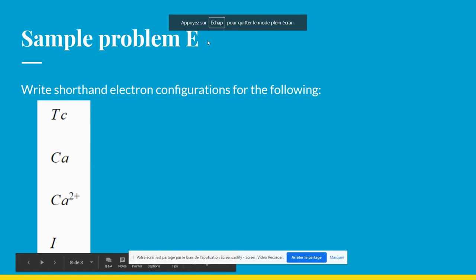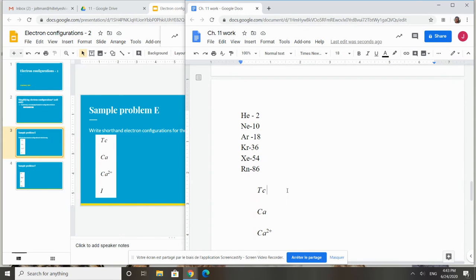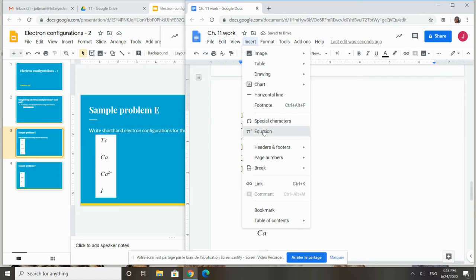All right. So I'm going to walk through sample problem E the first way I like to do these, and then sample problem F the other way that I like to do these. So the first thing that you're going to do is you're going to find this on the periodic table, and you see that it is number 43. When I look at Tc on the periodic table, I just go up a row and I see that the noble gas that is before it is Kr.